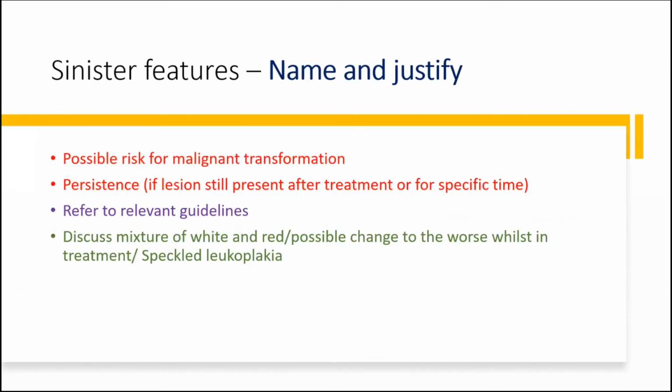So, sinister features, again, name and justify. There is a possible risk for malignant transformation. You have to know that, okay? And usually that is the persistence of the lesion. So if the lesion is still present after treatment, or for a specific amount of time that is quite long, usually that applies to all types of lesions, that might be a sign that there is something sinister going on. Refer to relevant guidelines, and also discuss the mixture of white and red, possible change for the worse whilst in treatment, and the case of speckled leukoplakia, okay?